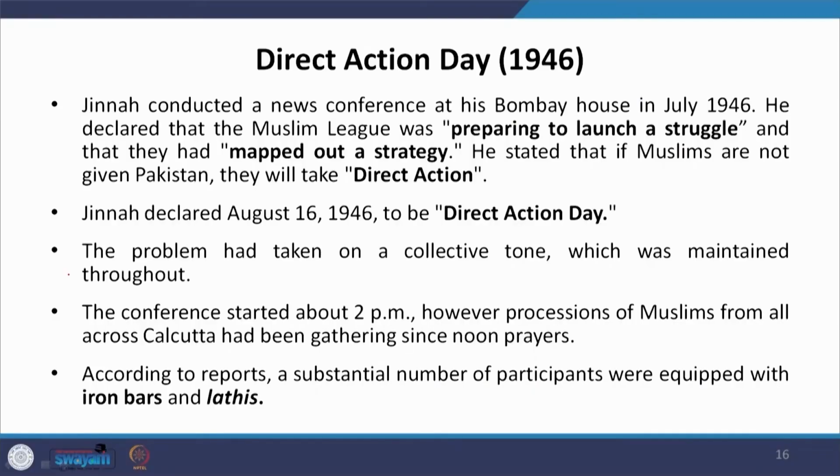The problem that people saw in Calcutta had taken on a collective tone and it was maintained throughout. The conference started about 2 p.m. However, processions of Muslims from all across Calcutta had been gathering since the noon prayers. According to reports, a substantial number of participants were equipped with iron bars and with rods.